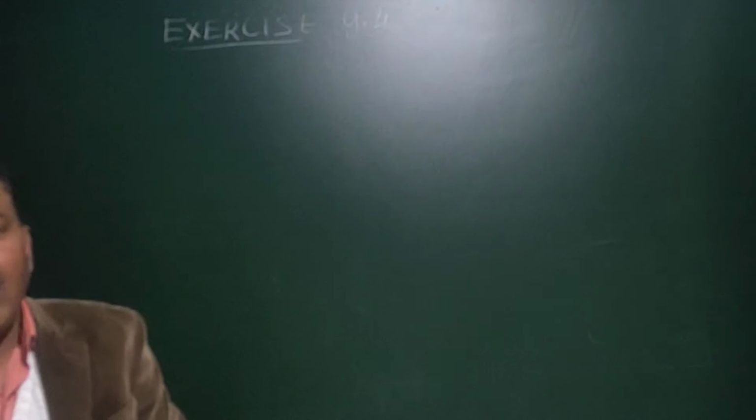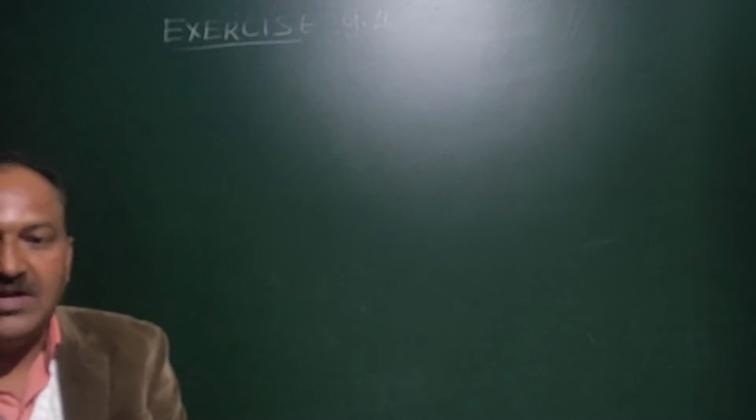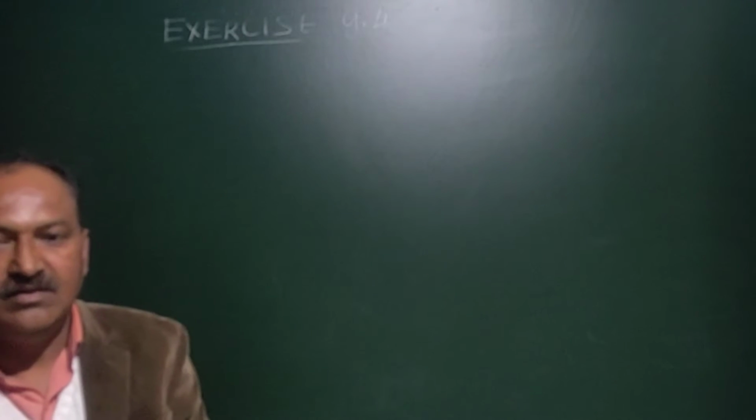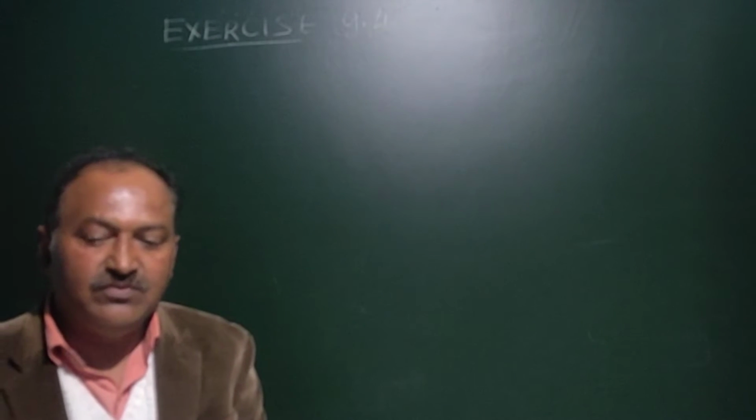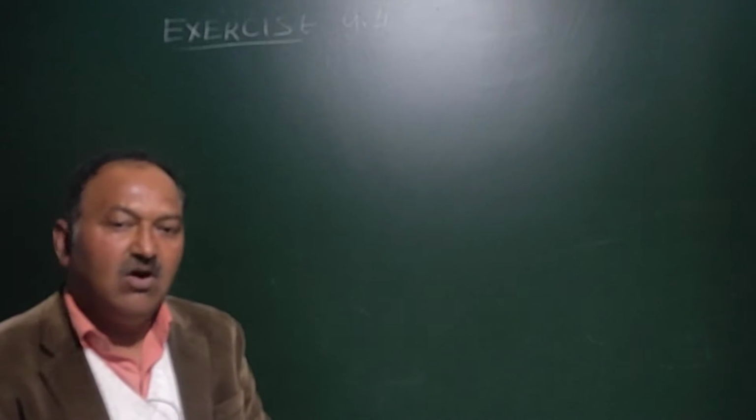तो आज बच्चों हम सीक्वेंस एंड सीरीज के स्पेशल एक्सरसाइज के कुछ और एप्लीकेशन करने जा रहे हैं। Exercise 9.4, question number 3. Find the sum to n terms of the sequence 3 into 1 square plus 5 into 2 square plus 7 into 3 square plus and so on up to infinity.